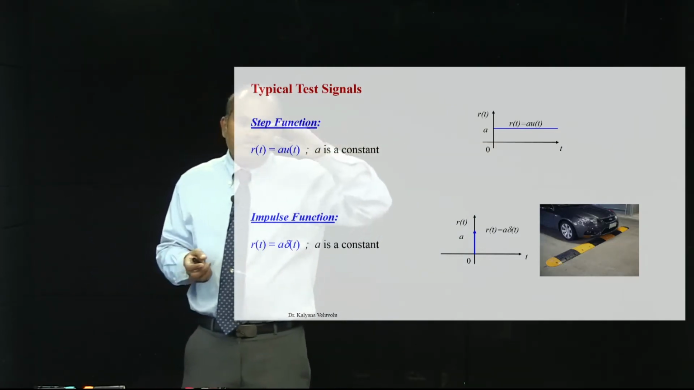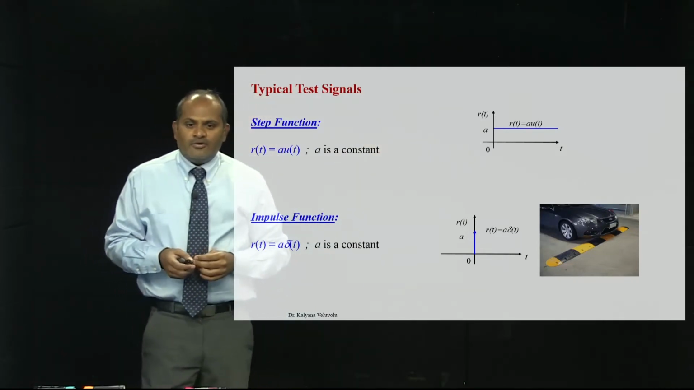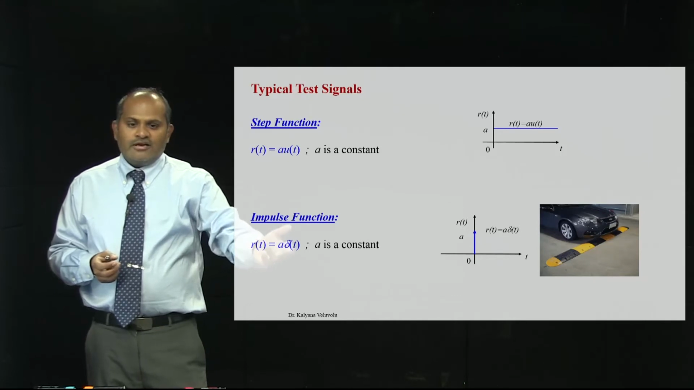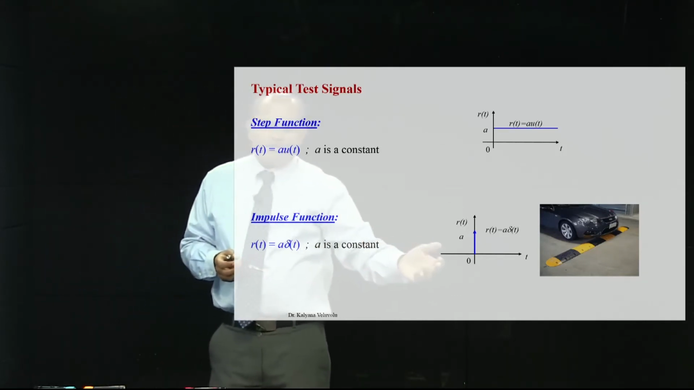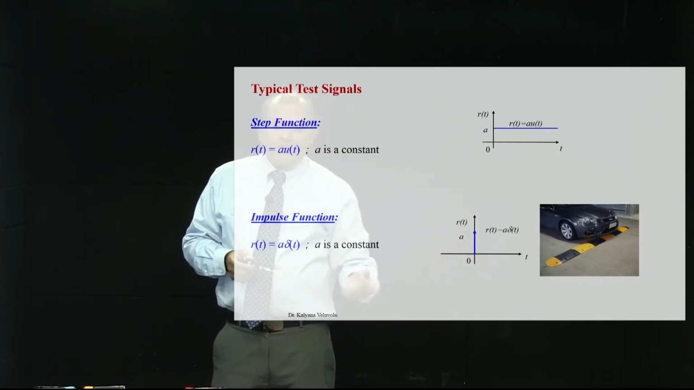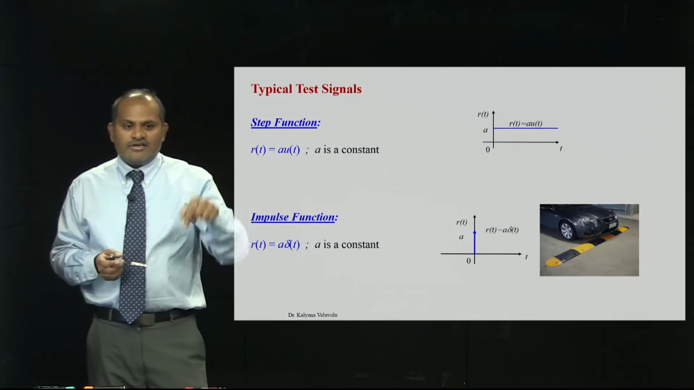A unit step means a single unit value 1. The other class of input is what is called the impulse function. R of t is equal to a delta of t, where a is a constant. The impulse function is a single impulse, a unit impulse. An ideal impulse only has 0 width and a unit length.